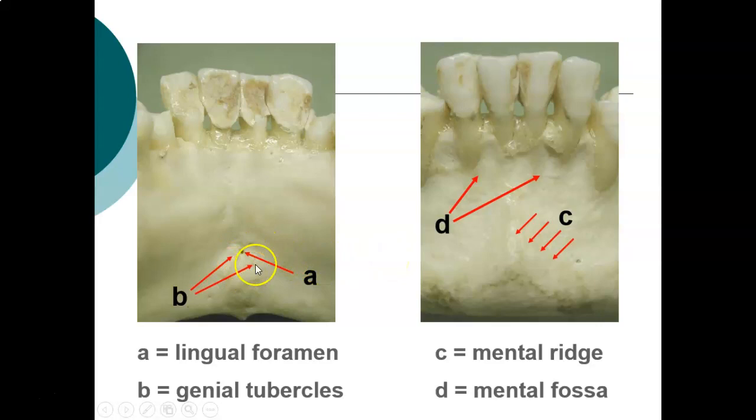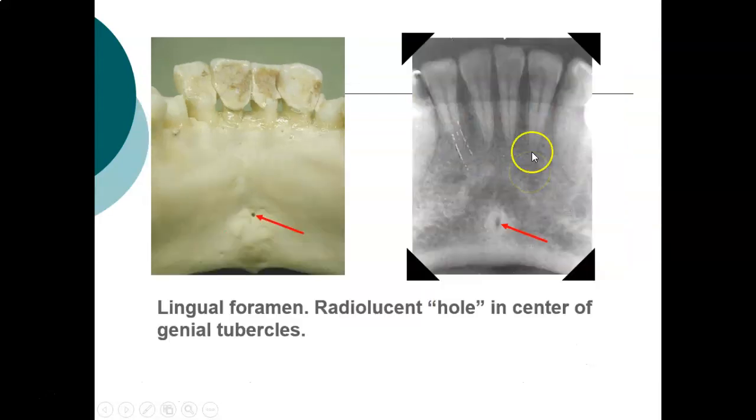So here you can see how there's a thickening of the bone around the foramen. So here's the lingual foramen, and here's the genial tubercles. And then C is the right, you can sort of see along here and here. This is the mental ridge. And then there's a bit of a depression right through here where the bone is thinner, and that's the mental fossa. So here you can see a thinning of the bone here. It would be the mental fossa.